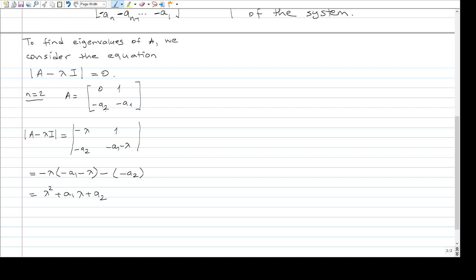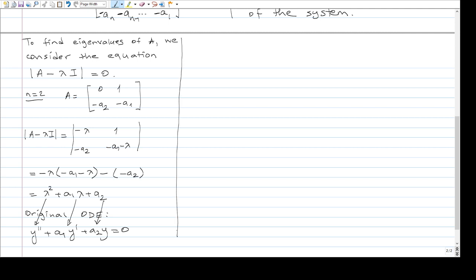Remember the constants a1 and a2 come from the original ordinary differential equation: the second derivative of y plus a1 times y prime plus a2 times y equal to 0. So the constants a1 and a2 are the coefficients of our original differential equation. So once we have those coefficients, the corresponding determinant for the matrix A turns out to be lambda squared plus a1 lambda plus a2. So notice the correspondence between the original differential equation and the polynomial for eigenvalue lambda.